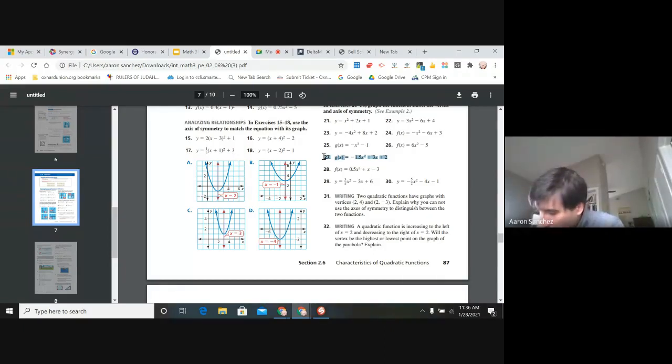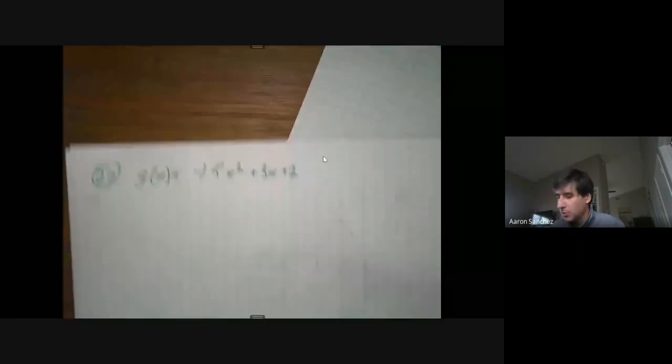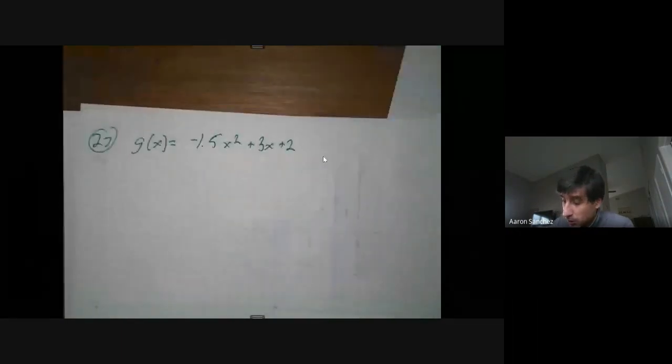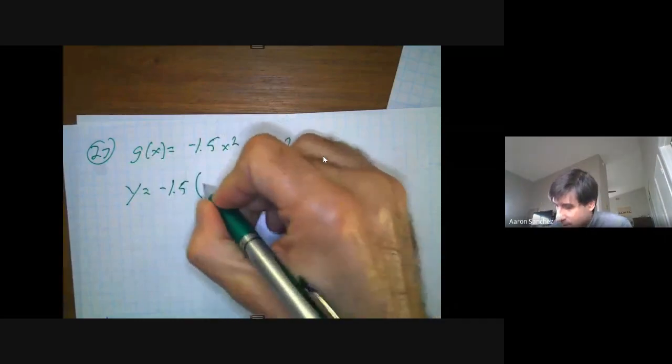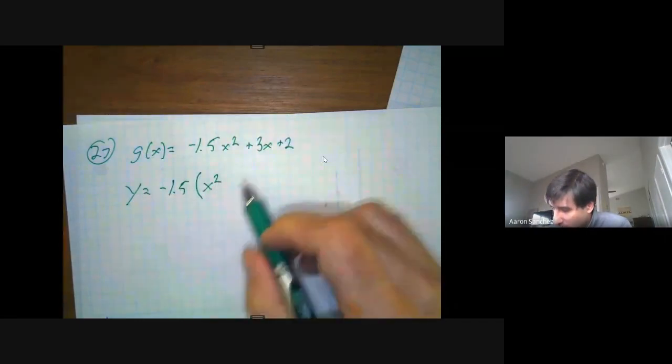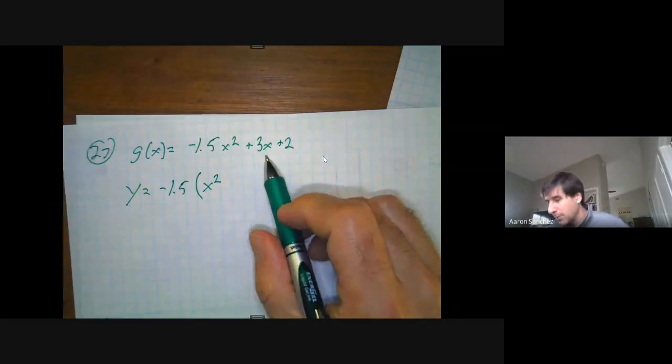It is -1.5x squared plus 3x plus 2. So this is in standard form. We got to put it in factored form. So let's factor out the -1.5. y equals -1.5, x squared. So I divide this by -1.5. What is 3 divided by -1.5?